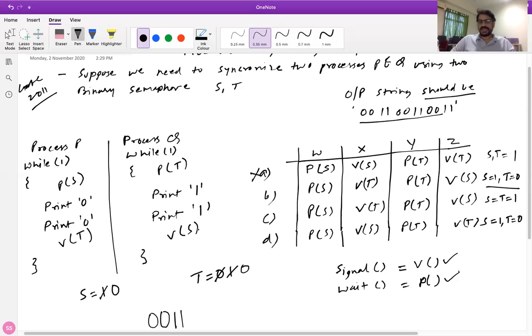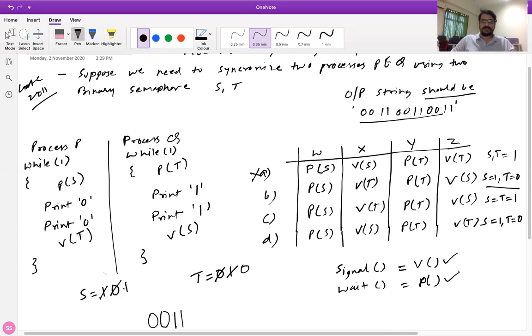And at last we have VS. What is VS? V means signal. Signal to S means this S value should increment by 1. Now the same thing will happen here. It will be incremented by 1, and now we have S value as 1, T value as 0. So definitely I cannot execute process Q, because for process Q there is a PT and T is a semaphore, but T value is not greater than 0. So definitely it will be in a busy wait and it has to execute P.